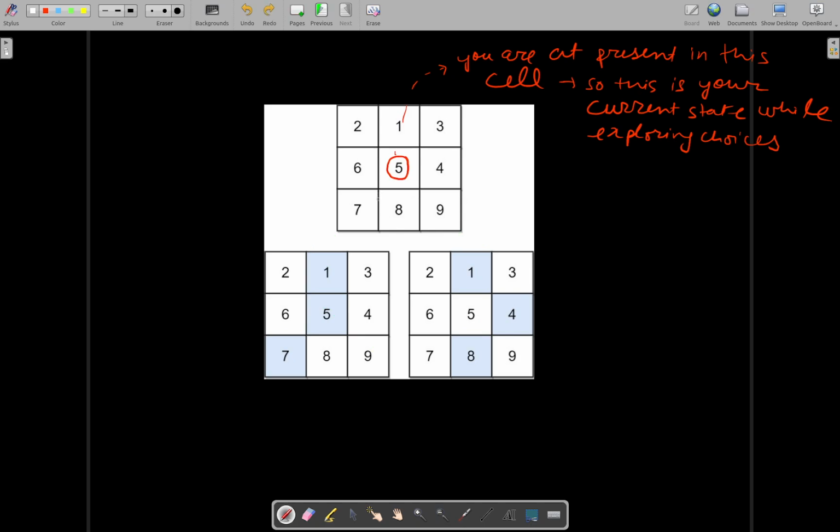Now you are having three choices. You could have been on 2 and then came on 5. You could have been on 1 and then came on 5. You could have been on 3 and then came on 5. So your current state is dependent upon three previous states.